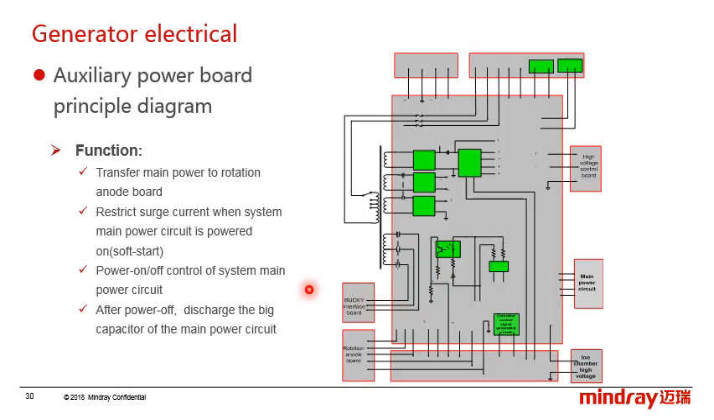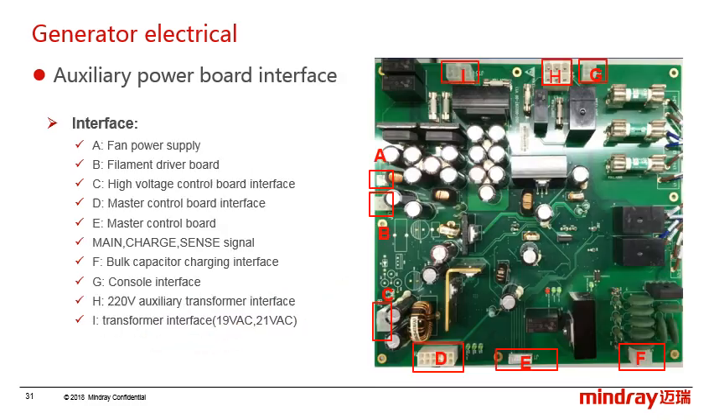According to the circuits I told you before, what are the functions of the auxiliary power board? First, transform the main power to the rotation analog board. Second, restrict the circulating current when the system main power circuit is powered on. Third, power on or off control of the system main power circuit. The last, after power off, discharge the buck capacitor of the main power circuit.